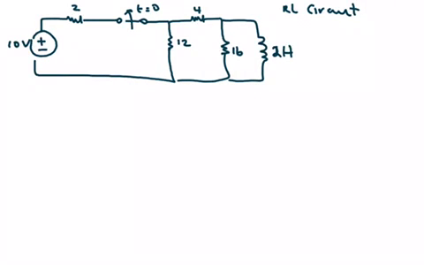For this one, we're going to be doing an RL circuit, and we are going to be looking for IL. The first thing that we need to do is to figure out our initial conditions. So what's happening before this switch opens? We can assume that the switch has been closed for a long time.